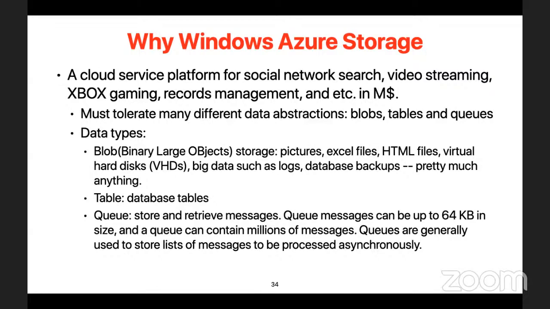So they have three main types of data. One is blob, and those are typical binary data that includes pictures, Excel files, right? Remember, Office is also a big division of Microsoft. And HTML files, virtual hard disk drives, big tables, database backups, pretty much everything, binary data. But they can vary in size.